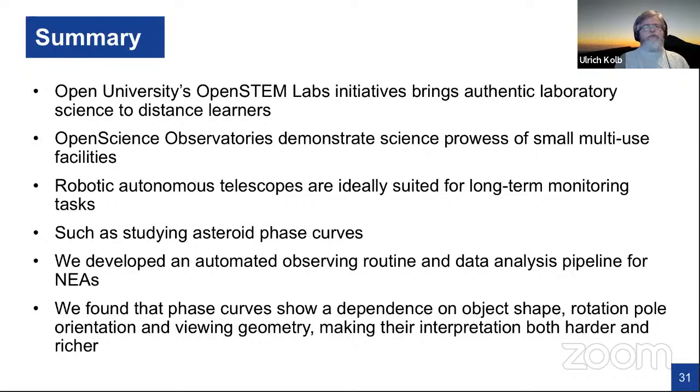And the example I showed was phase curves for asteroids, where we have developed an observing routine and data analysis pipeline for near-Earth asteroids. And we have found or demonstrated that phase curves show a dependence, which so far has been largely neglected in the literature, on the shape, the rotation, pole orientation, and viewing geometry. And so the interpretation is harder than perhaps people thought so far, but also richer.